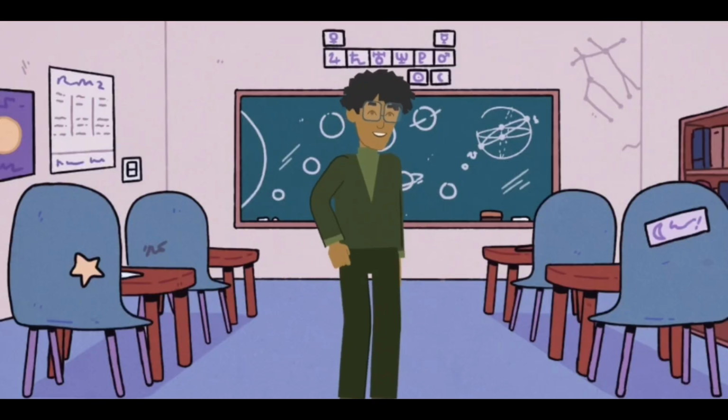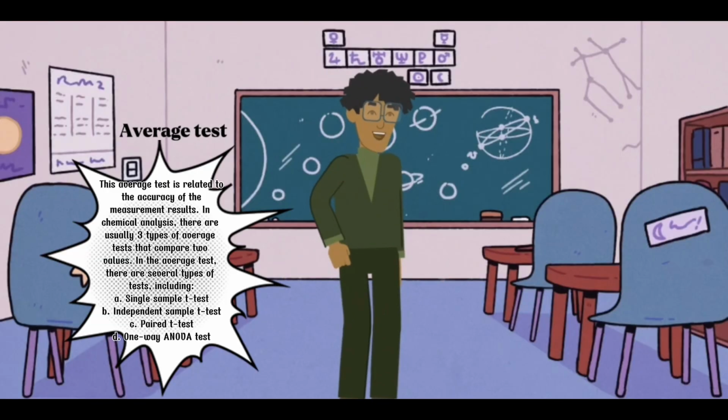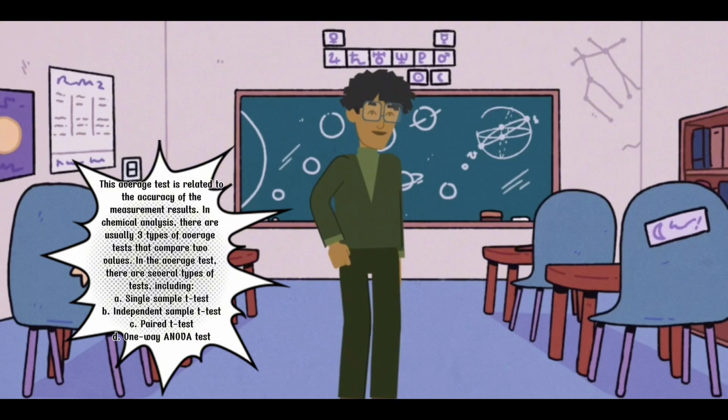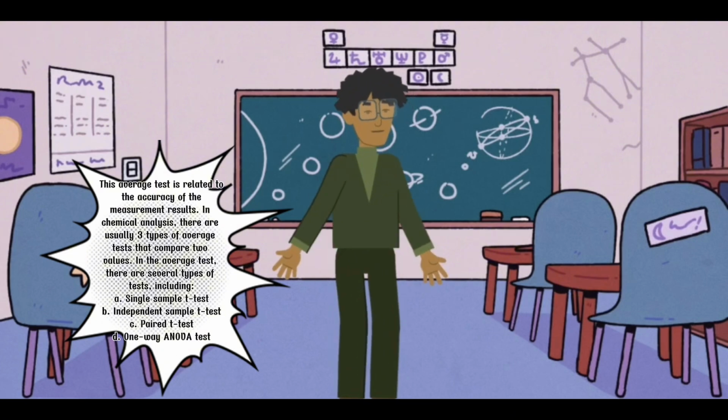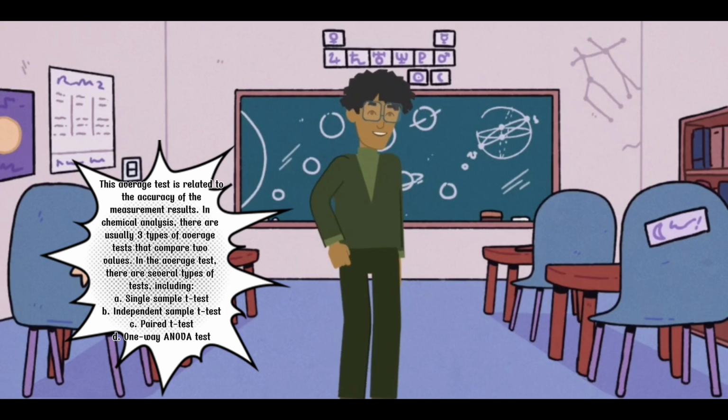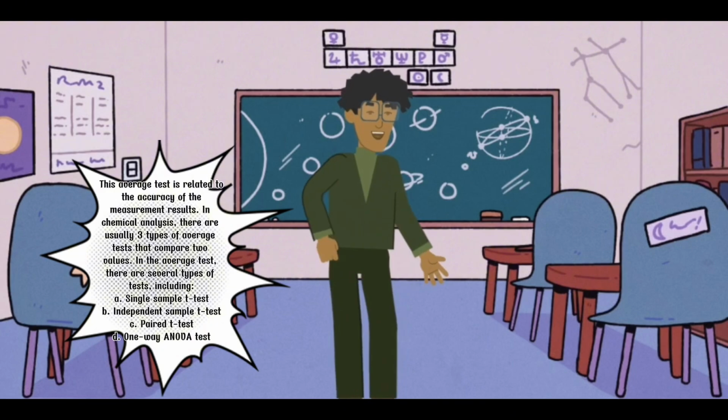Number 2, average test. This average test is related to the accuracy of the measurement results. In chemical analysis, there are usually three types of average tests that compare two values. In the average test, there are several types of tests, including A. Single sample t-test. B. Independent sample t-test. C. Paired t-test. D. One-way ANOVA test.